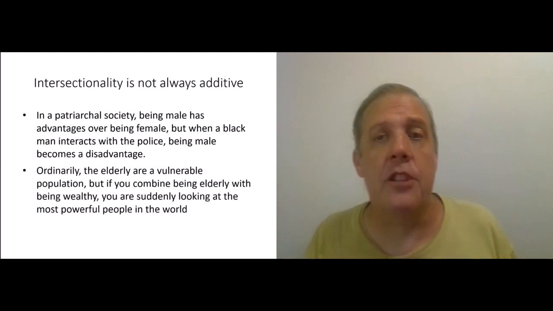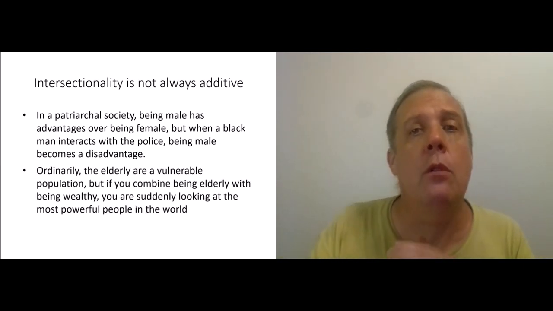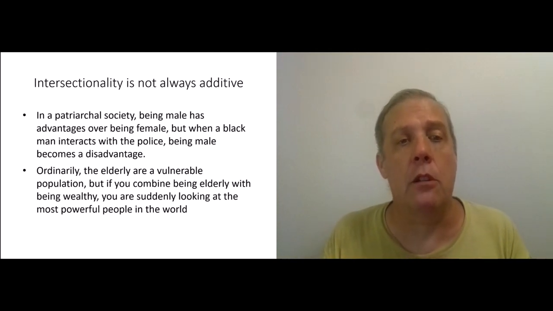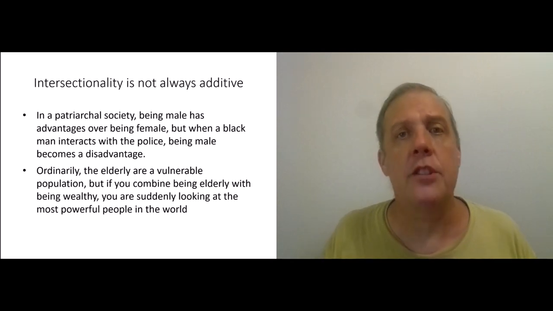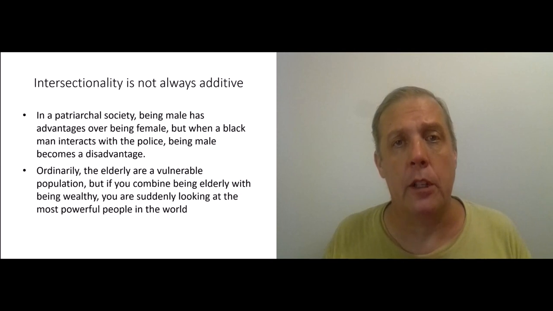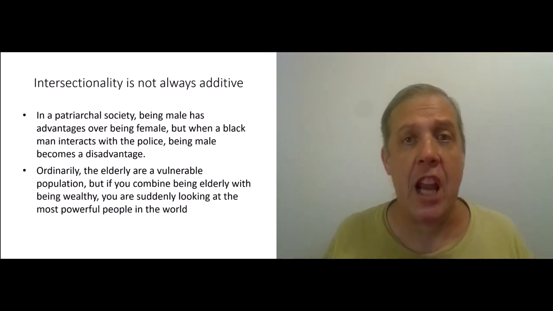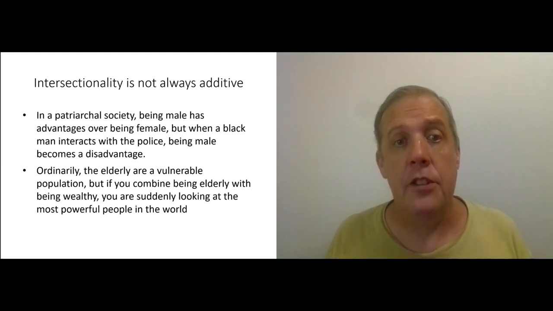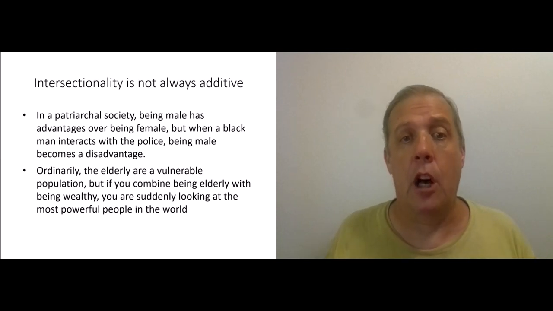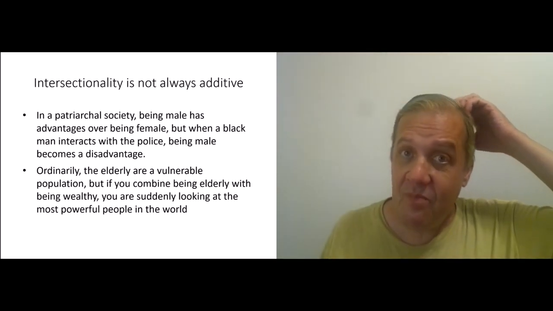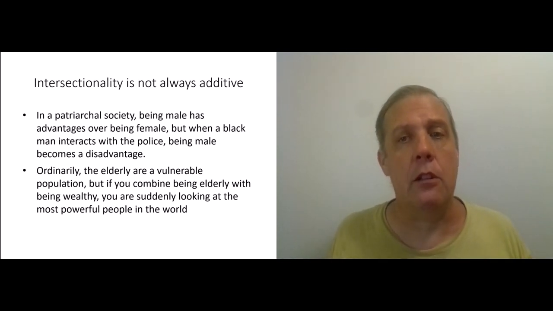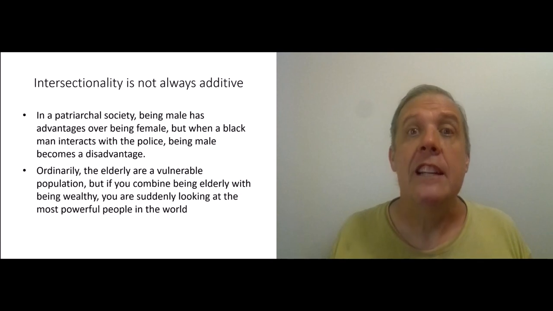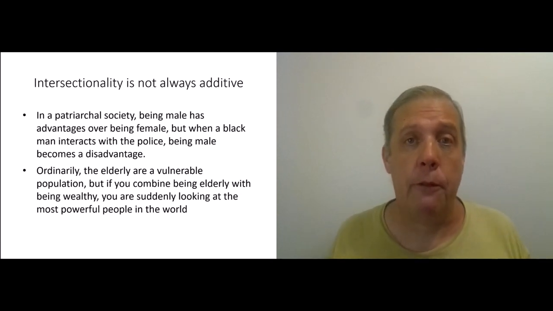All right, here's another example. Ordinarily, being elderly makes you vulnerable. For the longest time, the elderly were the poorest part of the American population. All of that changed with Social Security. Still, being elderly is generally something that makes you vulnerable. But if you combine being elderly with being wealthy, suddenly you're looking at the most powerful people in the world.